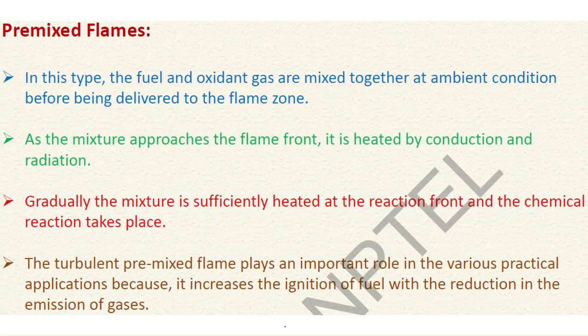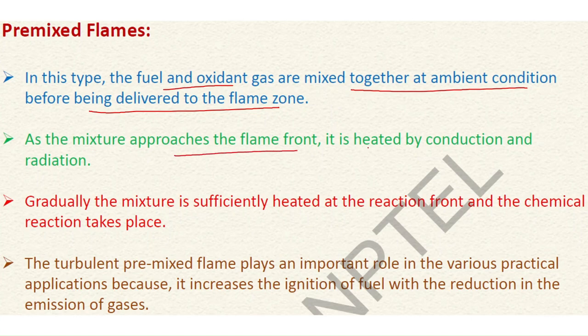Coming on to the premixed flames. In this, the fuel and oxidant gases are mixed together at ambient condition before being delivered to the flame zone. They are mixed beforehand, before entering the reaction vessel. As the mixture approaches the flame front, it is heated by conduction and radiation. Gradually, the mixture is sufficiently heated at the reaction front, and when it gets sufficiently heated up, the chemical reaction takes place.